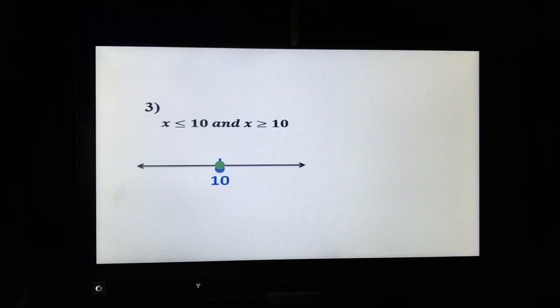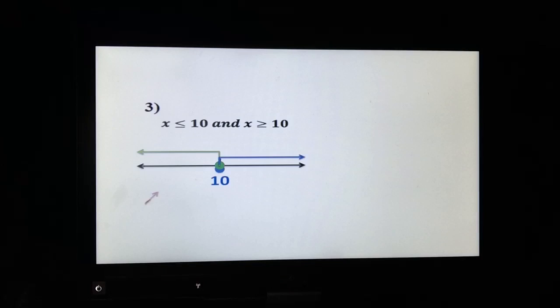Now, for the blue one over here, we have x is greater than 10. So a number that would work in here would be like 100. 100 is greater than 10. So that takes us up and to the right. For the green one, we have x is less than or equal to 10. Less than would be like negative 100. That would be up and to the left.